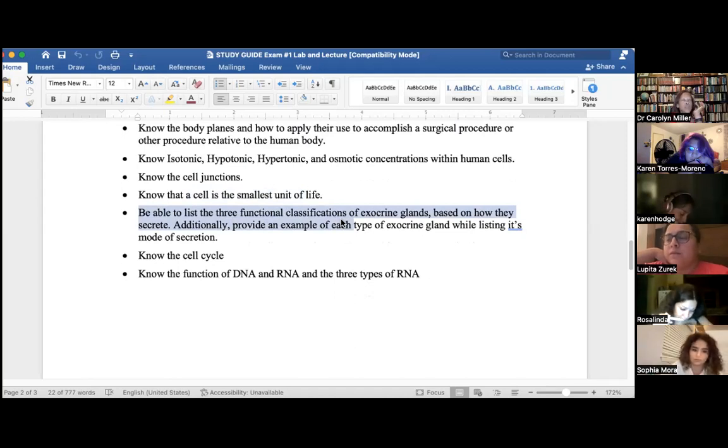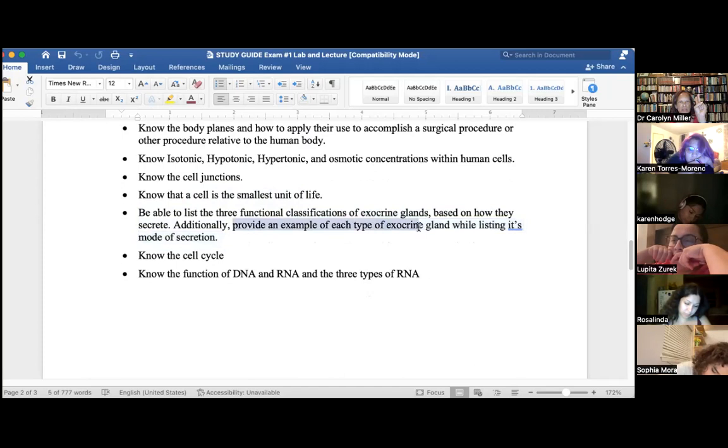Be able to list the three functional classifications of exocrine glands. So now I want the functional classification. Based on how they secrete, that is the functional classification. It tells you how they secrete. Additionally, provide an example of each type of exocrine gland while listing its mode of secretion.